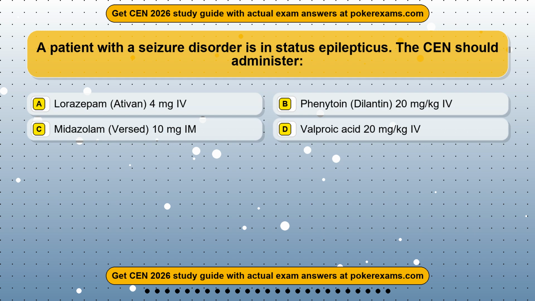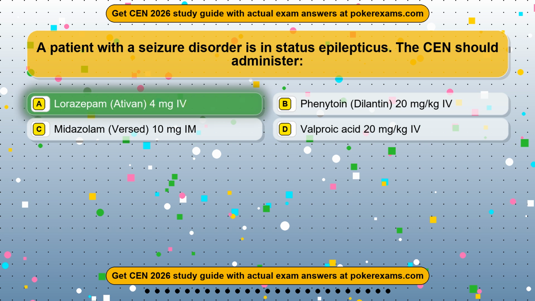Question 16. A patient with a seizure disorder is in status epilepticus. The CEN should administer: Option A. Lorazepam, Ativan, 4 mg IV. Option B. Phenytoin, Dilantin, 20 mg/kg IV. Option C. Midazolam, Versed, 10 mg IM. Option D. Valproic acid 20 mg/kg IV. The correct answer is option A. Lorazepam, Ativan, 4 mg IV.